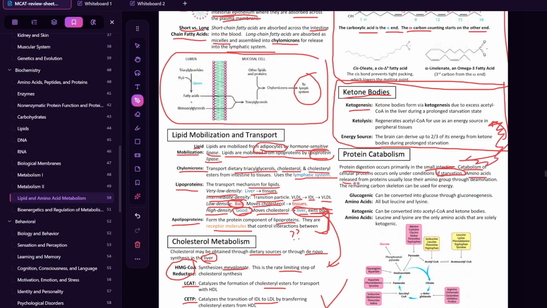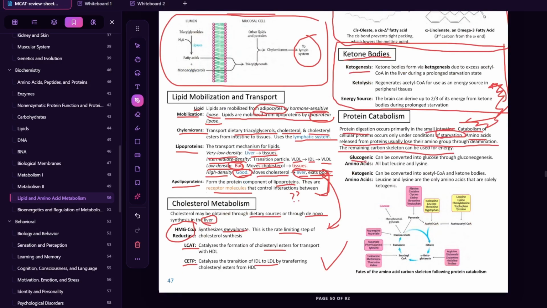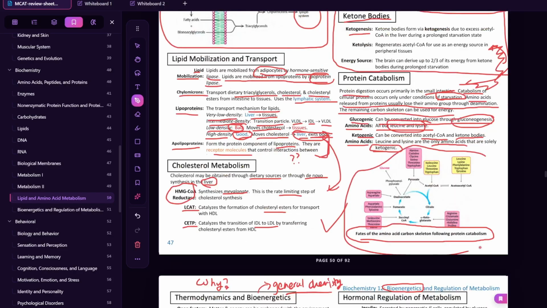Amino acids released from proteins usually lose their amino group by deamination. The resulting carbon skeleton can be used for energy. So glucogenic amino acids can be converted into glucose through gluconeogenesis, all but leucine and lysine. So remember gluconeogenesis. Ketogenic amino acids can be converted into acetyl-CoA and ketone bodies. Leucine and lysine are the only amino acids that are solely ketogenic. So these are the fates of the amino acid carbon skeleton following protein catabolism. So you have to memorize which ones.